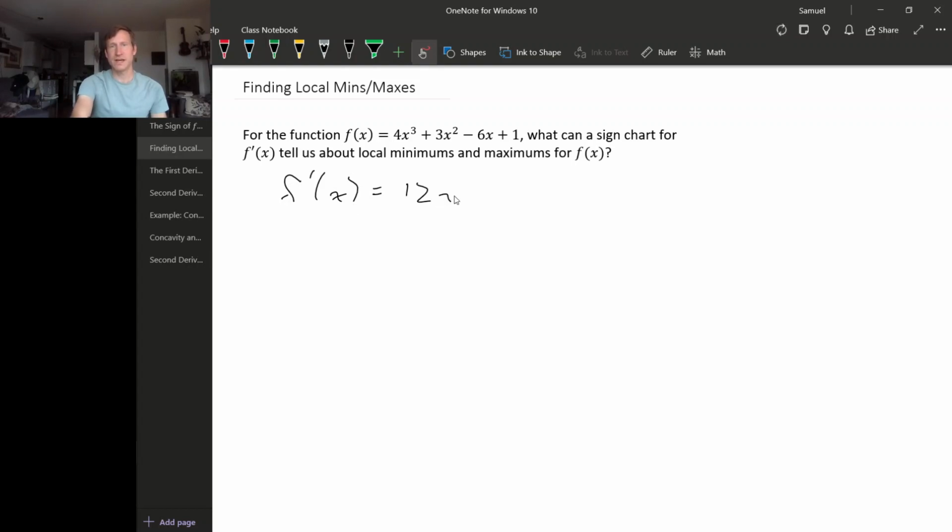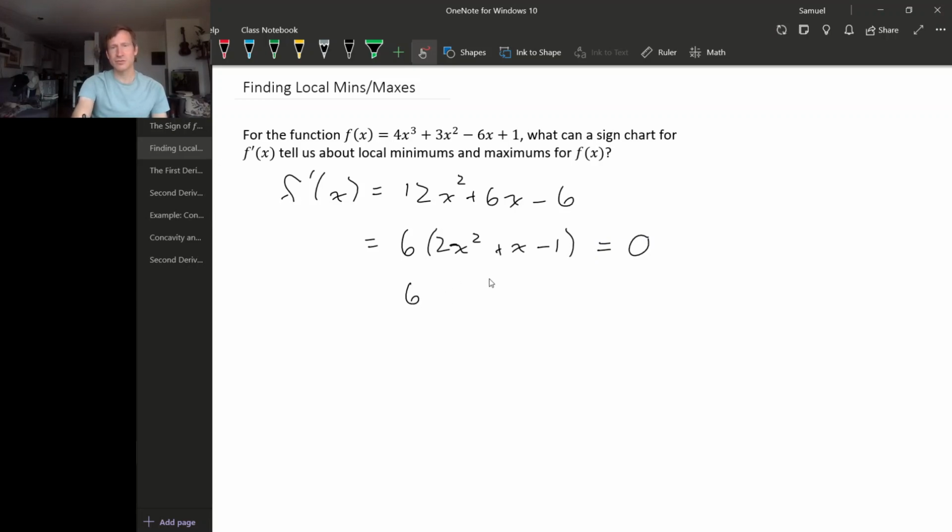It's 12x squared plus 6x minus 6. Let's factor out a 6. So 2x squared plus x minus 1. And remember, to make a sine chart, we need to know where is this function 0. Well, where is it undefined, and where is it 0? It's defined everywhere, so now we need to know where it's 0.